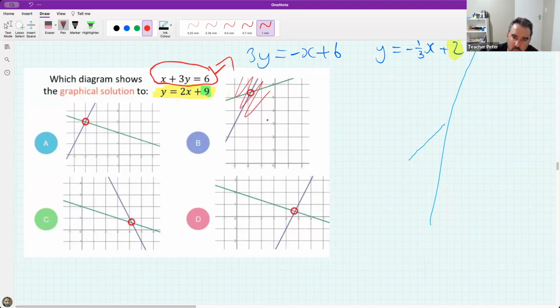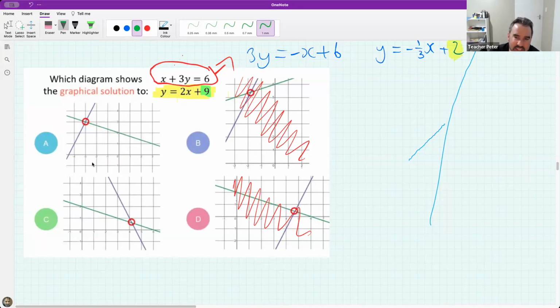I'm going to cross out that one because it can't work. For this one, this can't work either because I need 2 and 9. Because look here, you need to have plus 9 and plus 2. Look at the y-intercepts. So it's either going to be A or C.